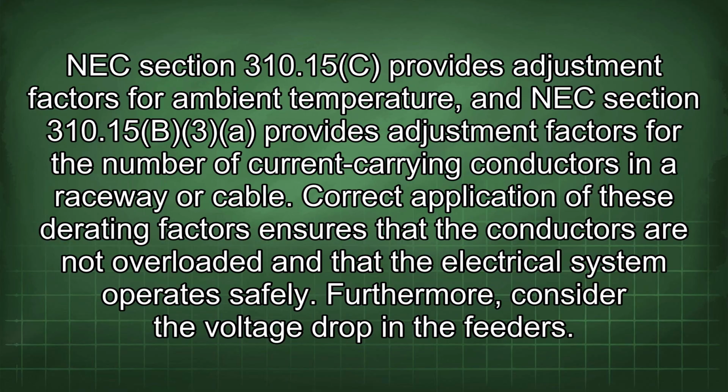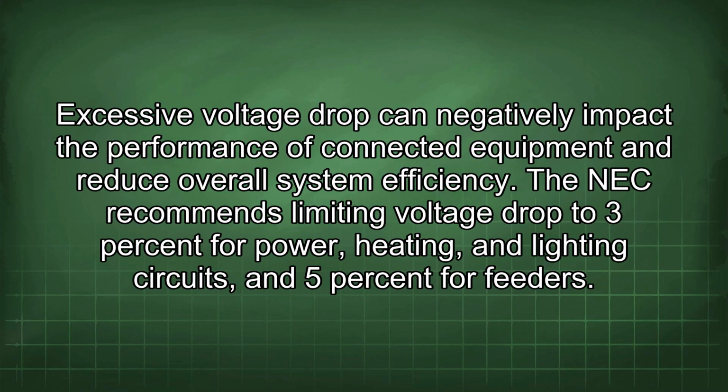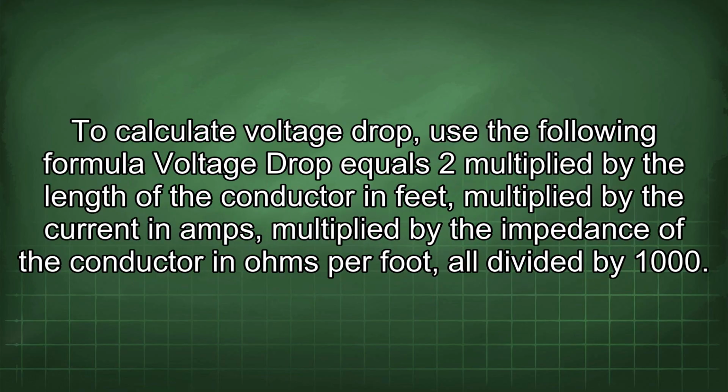Furthermore, consider the voltage drop in the feeders. Excessive voltage drop can negatively impact the performance of connected equipment and reduce overall system efficiency. The NEC recommends limiting voltage drop to 3% for power, heating, and lighting circuits, and 5% for feeders. To calculate voltage drop, use the following formula: voltage drop equals 2 multiplied by the length of the conductor in feet, multiplied by the current in amps, multiplied by the impedance of the conductor in ohms per foot, all divided by 1000.